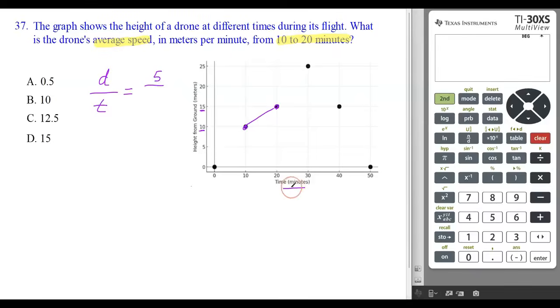What's the change in time? The time's down here. Well, let's see, it's from 10 to 20, which is right here. It's also in the question. In other words, it bumped up from 10 to 20. That's a change of 10 minutes. So the time is 10. So this is really my answer. I just need to divide it on the calculator. So I'll go 5 divided by 10. 5 divided by 10 gives us 0.5, which matches up with A.